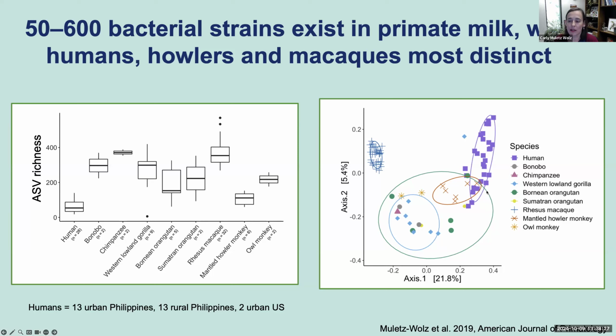And then when you're looking at the community composition, you see that humans are quite distinct, and macaques are very distinct and closer to the howler monkeys. Many of the other species clustered together, but we really didn't have the greatest replication to ask more resolved questions about their composition.